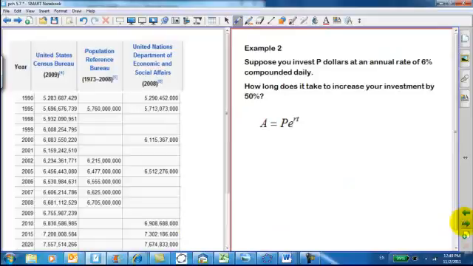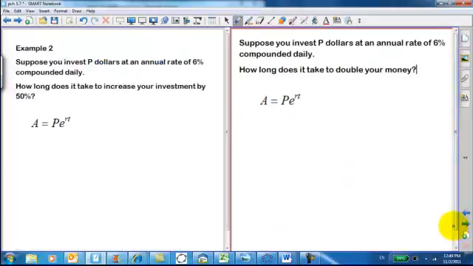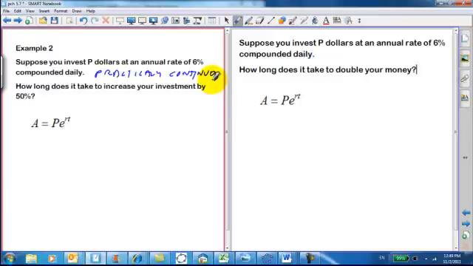Okay, now let's do an investment problem. Suppose you invest P dollars at an annual rate of 6% compounded daily. How long does it take to increase your investment by 50%? Well, this is practically continuous if you're compounding daily. I think we found in some of our calculations that there wasn't even a difference in the nearest penny. And of course it depends on how much you're looking at, and if you're dealing with millions of invested dollars and so forth, you might want to look at it more exactly with the compound interest formula.